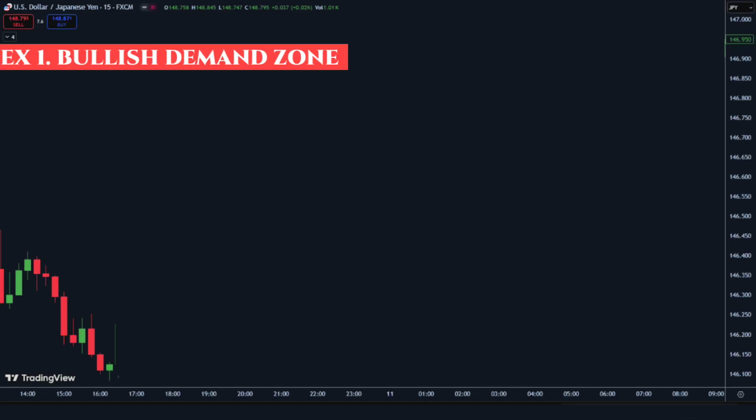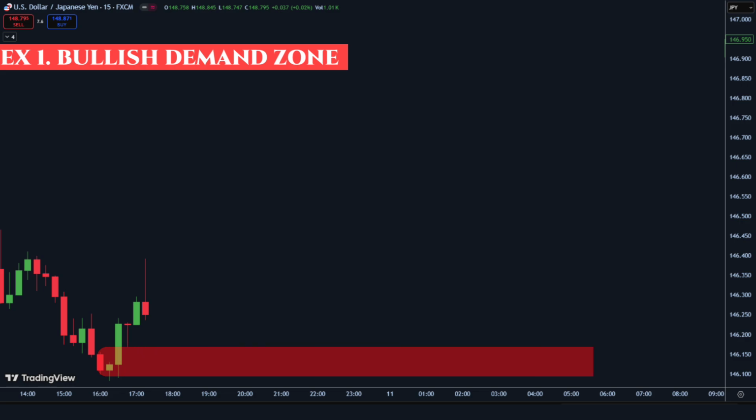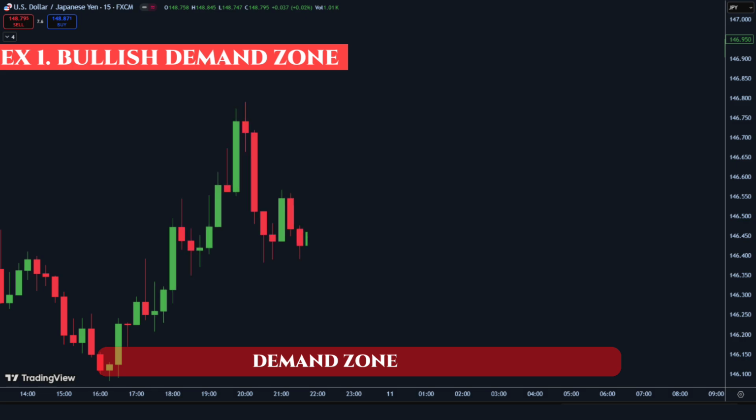Example 1. Bullish demand zone. Price was consolidating in a small range on the 15-minute chart. Then, a strong bullish candle breaks above the range high, taking out liquidity. You go back and mark the last bearish candle before that breakout. That becomes your demand zone. 2 hours later, price returns to that exact candle zone, creates a small wick down, then quickly pushes up.